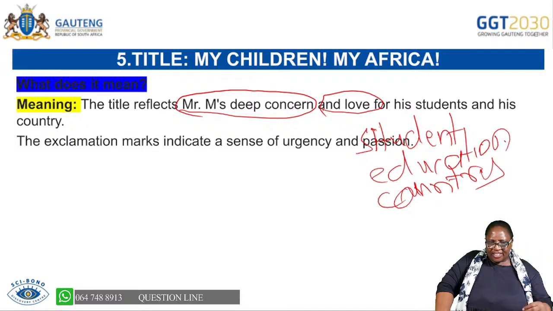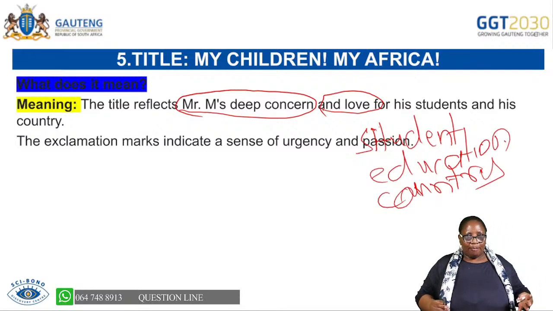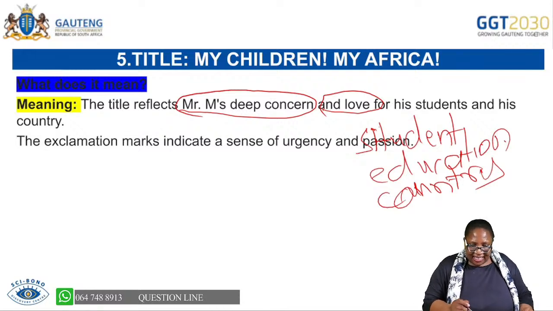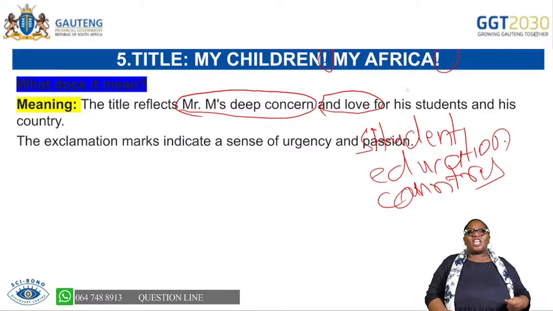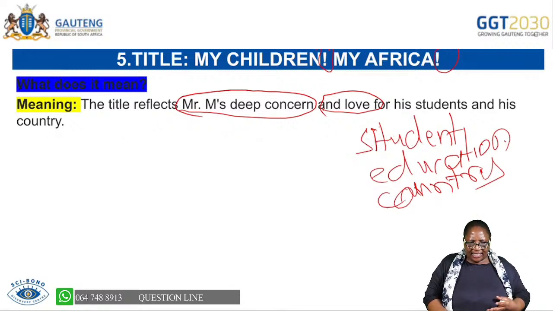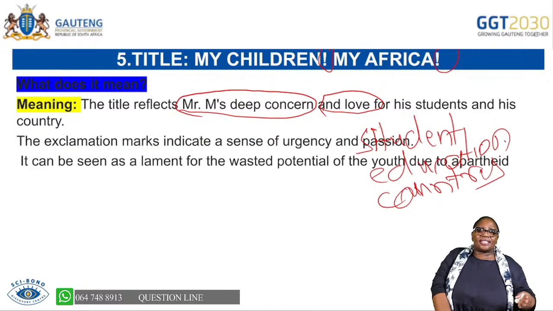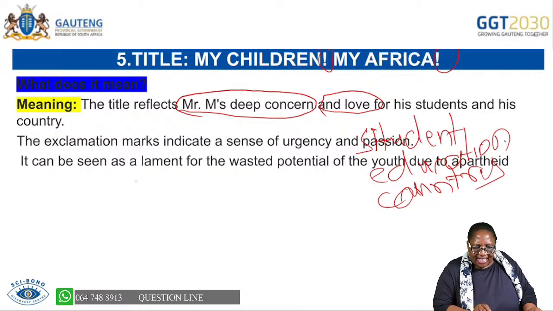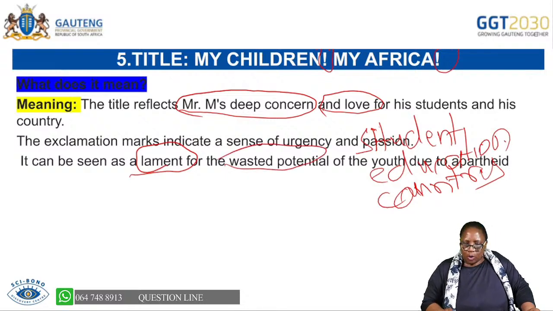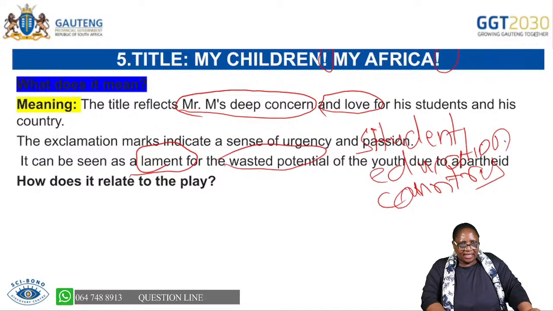The commas there indicate a sense of agency and passion. My children, my Africa. Can you see the punctuation there between children and Africa? That emphasizes the agency and the passion. There's something that's needed or that's supposed to happen. And this title can also be seen as a lament for the wasted potential of the youth due to apartheid.